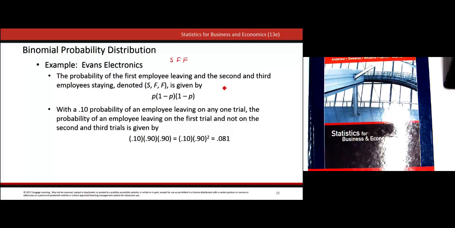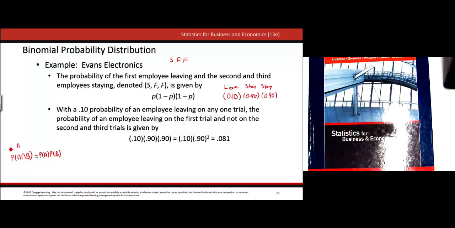Or we can say leave, stay, stay. Probability that employee leaves the company is 0.1. So then what's the probability that employee stays? 0.9. Since we assume they are independent, we can multiply these, because remember, if A and B are independent, what's the probability of A intersect B? Probability of A times probability of B.